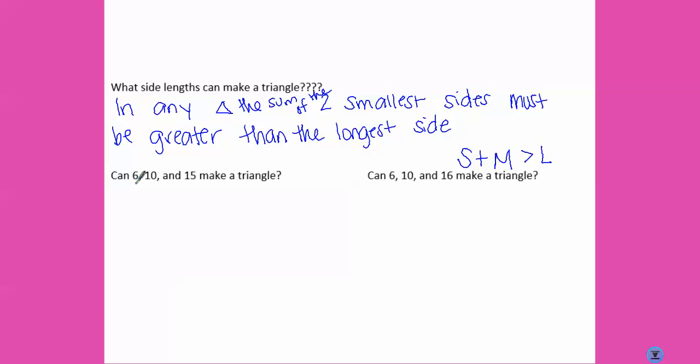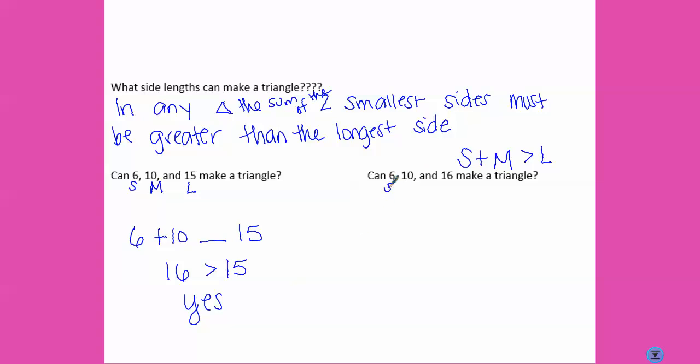So here, our smallest is 6, our medium is 10, and our largest is 15. So 6 plus 10 and 15. Is it greater? 6 plus 10 is 16, which is greater than 15. So yes, this can make a triangle.